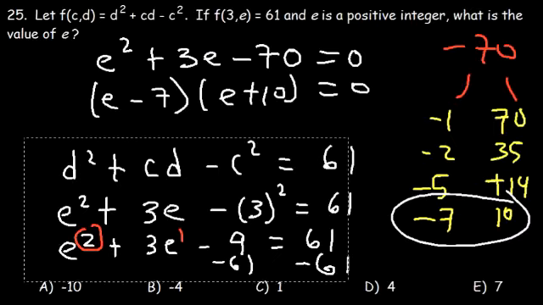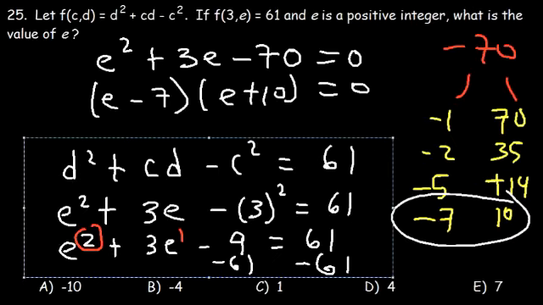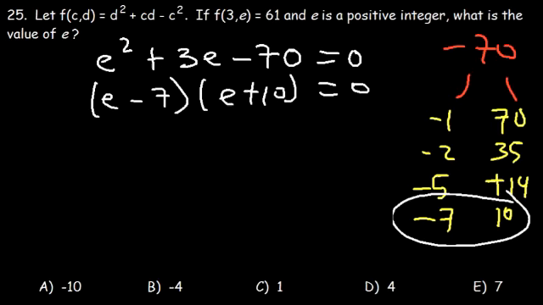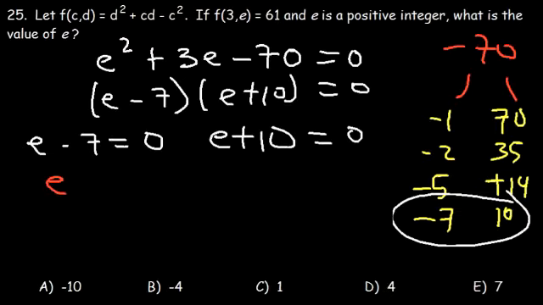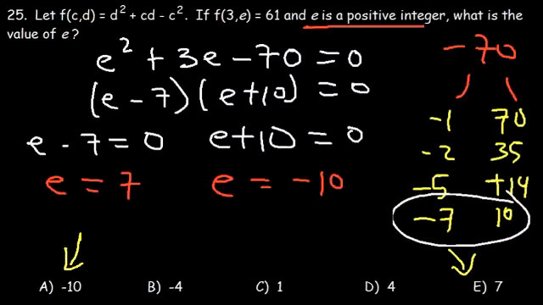So let's make some more space. Therefore, we can write two equations. e minus 7 is equal to 0, and e plus 10 is also equal to 0, which means e is equal to positive 7, and e is equal to negative 10. But notice that we have two answer choices, negative 10 and positive 7. Which one do we pick? Now, if we go back to the question, it said that e is a positive integer, so we can't use the negative value. So therefore, 7 is correct. Answer choice E is the right answer. e is equal to positive 7.